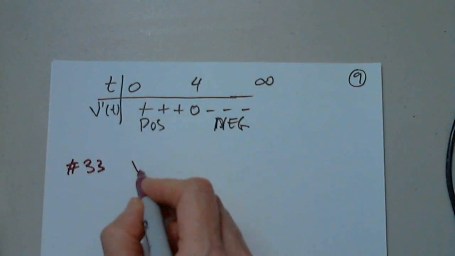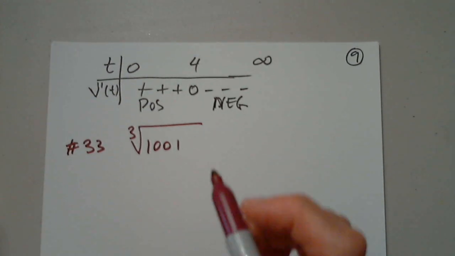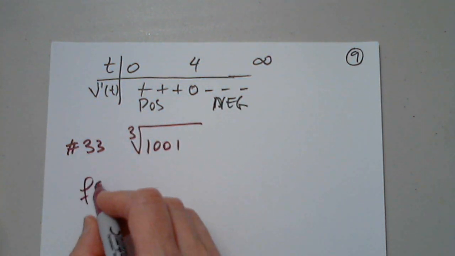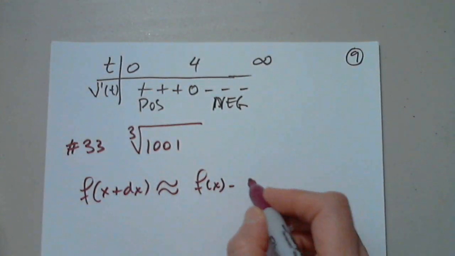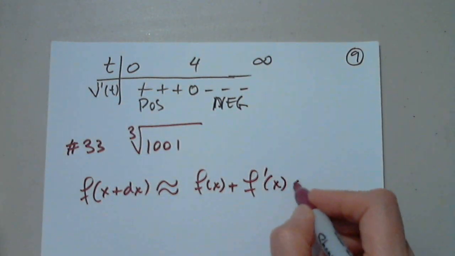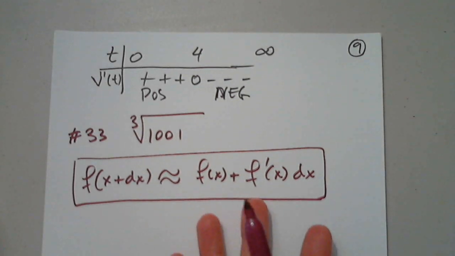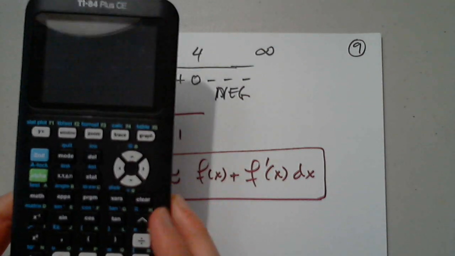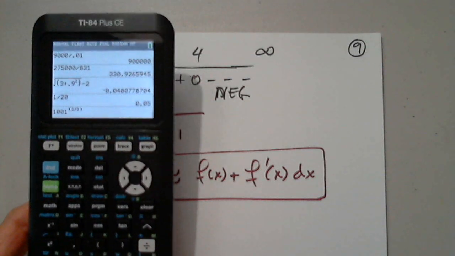Okay, thank you. So this is the cube root of 1001. Okay, so we're asked to use the formula for approximation. And please remember the formula is x plus dx. F of x plus dx is approximately f of x plus f prime of x dx. What does this mean? And how do I use this to approximate the cube root of 1001? You can say, who cares? I can plug in 1001, put the power 1/3 in parentheses, and I get an approximation.